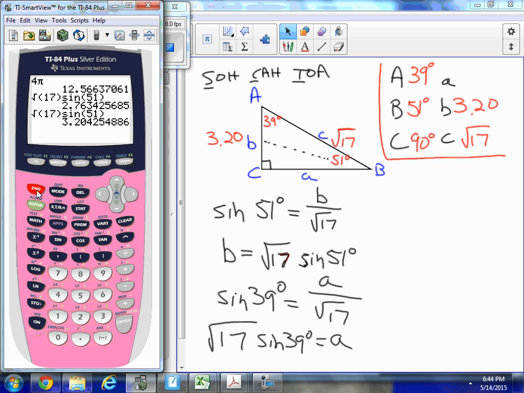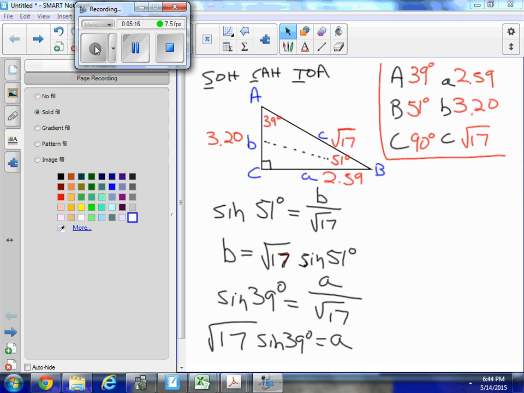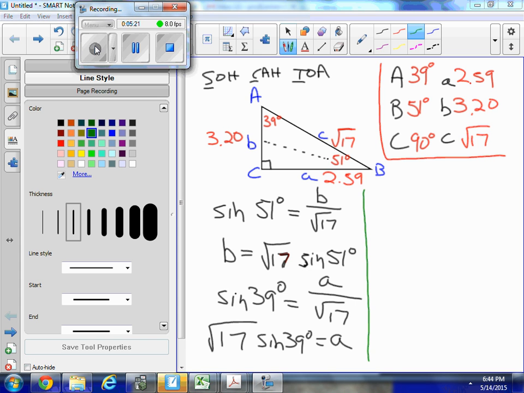So we'll go second, radical 17 sine 39, enter, 2.59. And that is the correct answer. So I did my work over here, but I put my answer in the answer key so that it's easier to read.